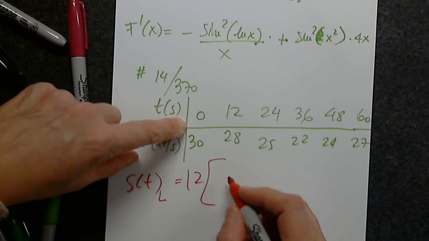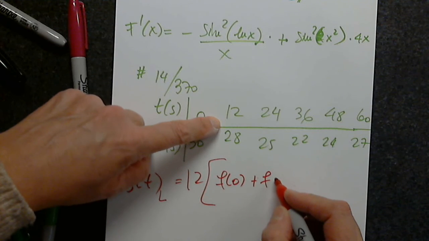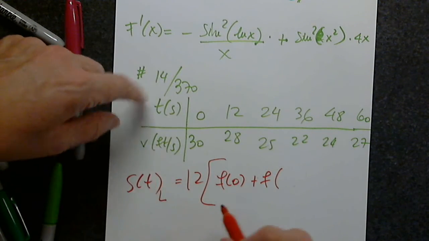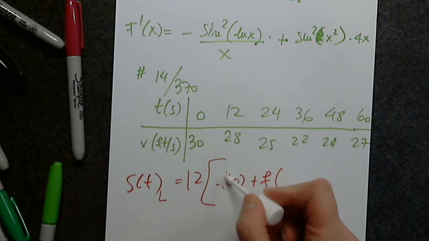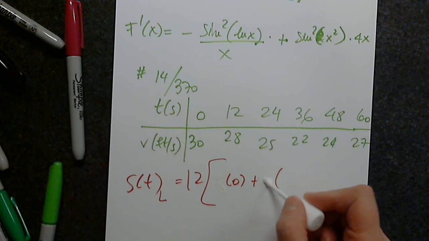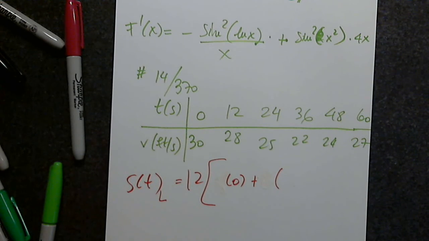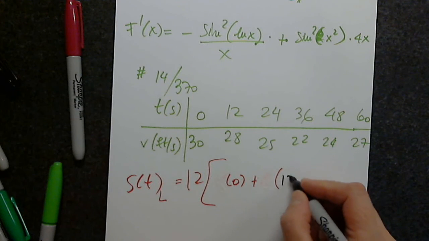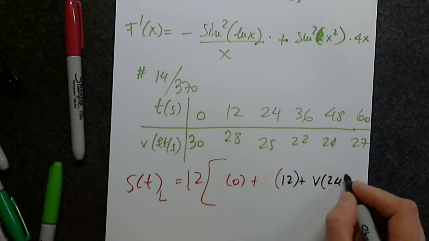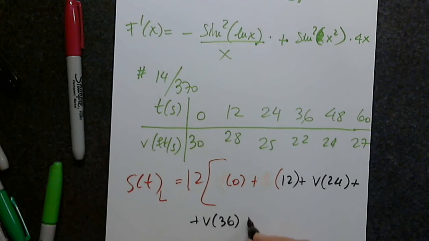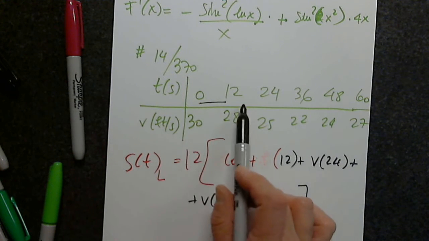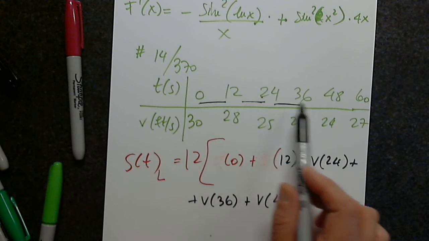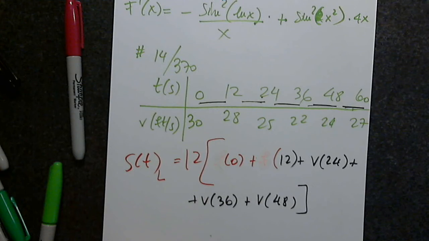So we want the leftmost point. F of 0 plus F, I should write V. So let me write V. That's the velocity, of course. It's a function, but I don't want to confuse you. I want to use the notation I see here. So it's V of 0 plus V of 12 plus V of 24 plus V of 36 plus V of 48. So this interval, leftmost point; this interval, leftmost point; and so on for each interval.